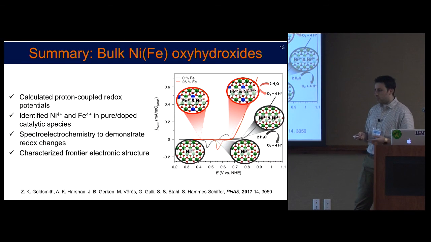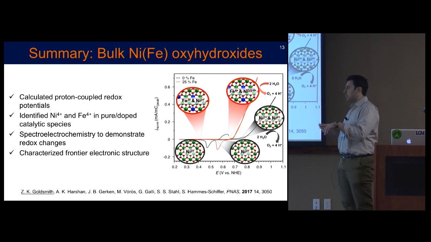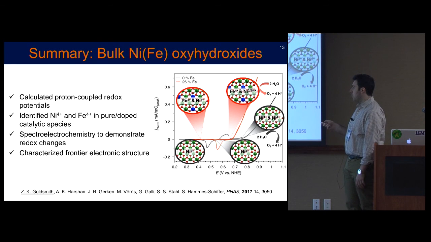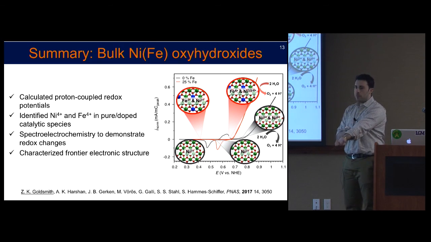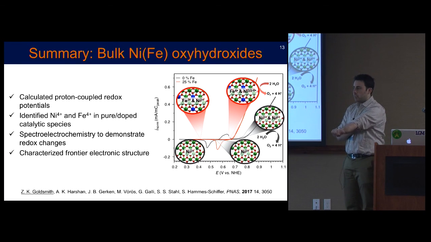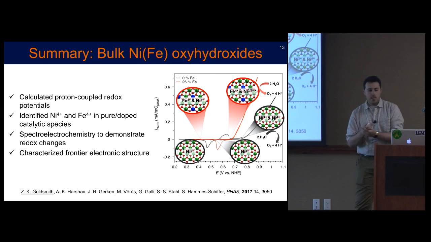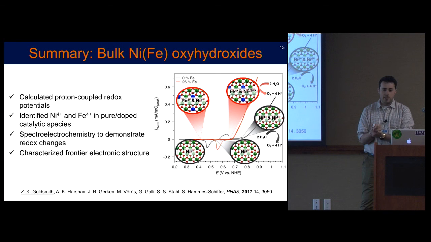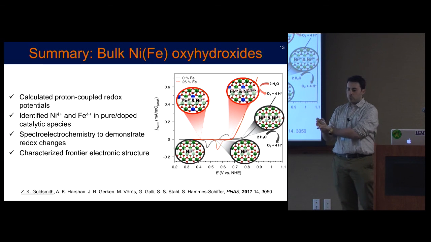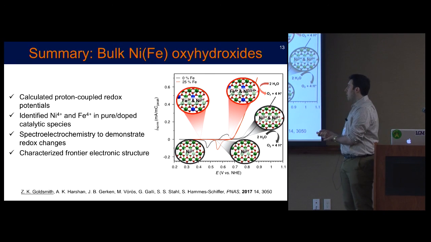So to summarize what we've learned for this 2D bulk model, we were able to assign all of the peaks on the cyclic voltammogram to redox transitions in the material. We were able to, with a nice qualitative metric, determine the oxidation states of those nickel and iron sites under a range of working applied biases.